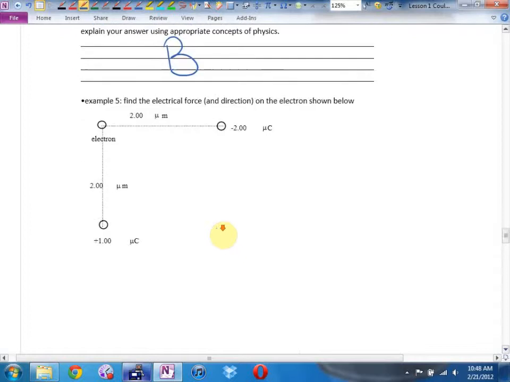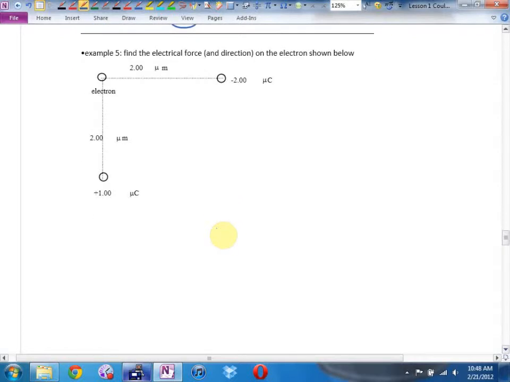Find the electrical force and direction on the electron shown below. So here's an electron. The distance here is 2 micrometers, so 2 times 10 to the negative 6 meters, very small. We're talking nanoscale now, just about. Also 2 micrometers. And then we have a positive 1 microcoulomb charge here and a negative 2 microcoulomb charge here. Again, how about we call them A, B, and C?